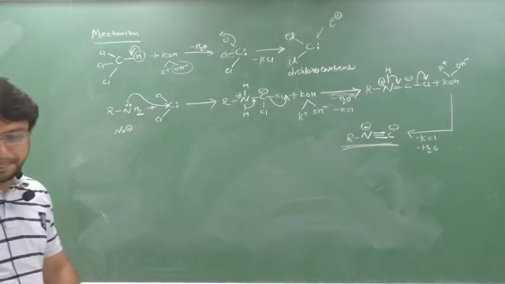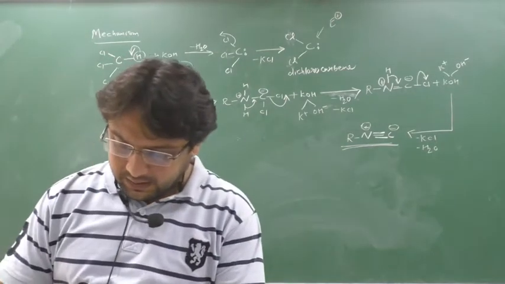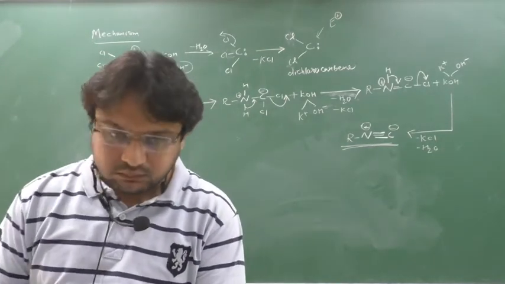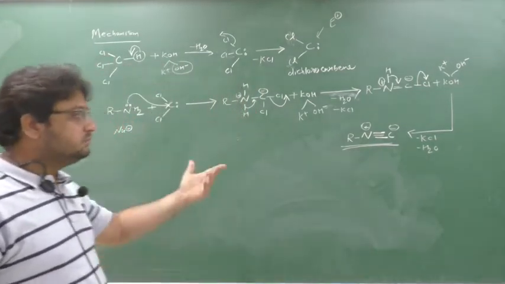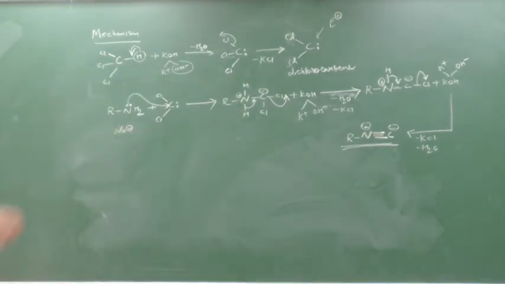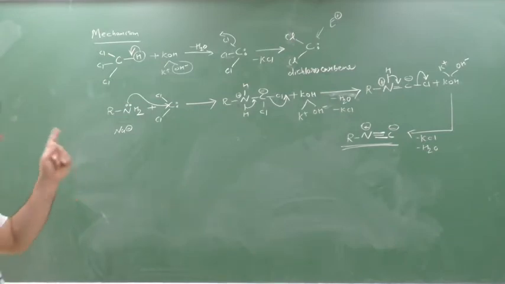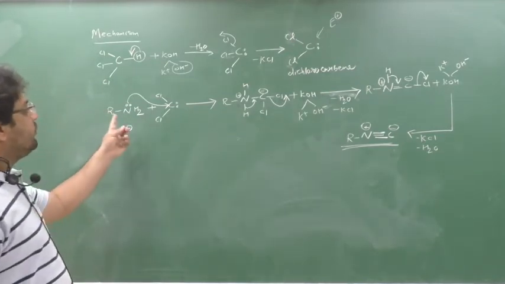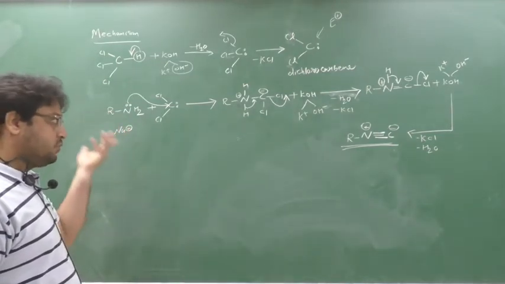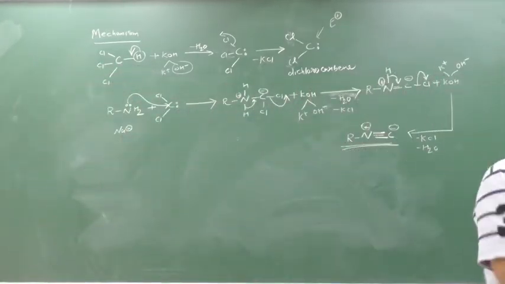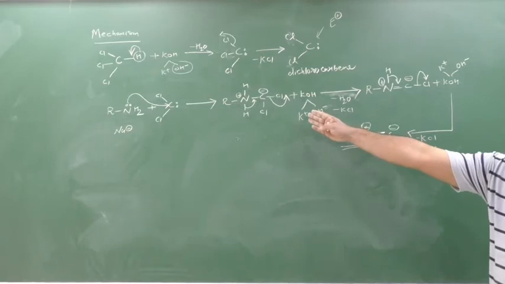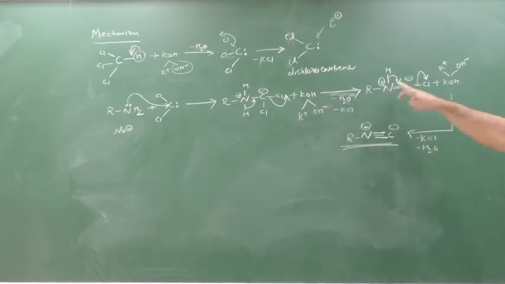Write down this. This is known as your isocyanide. 1 degree amine will show this reaction. When you go with 2 degree, I am not doing the mechanism, it is not required, it will not show. It will show only up to here. Further it cannot go. See, I am completing the whole reaction.